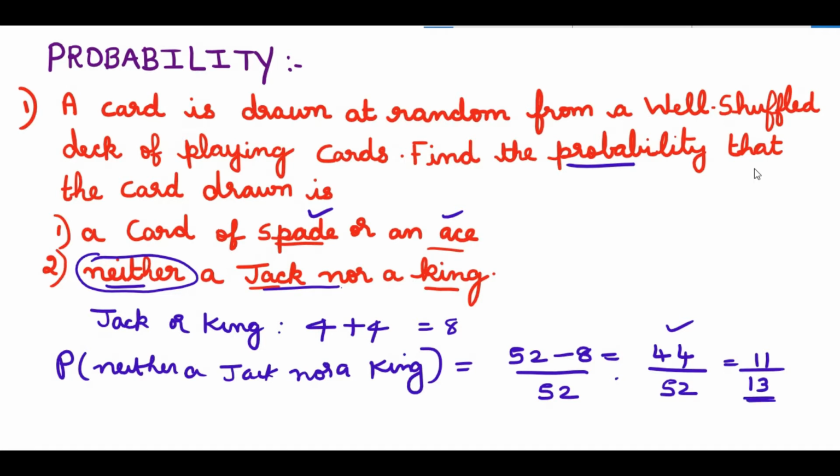So neither means it should not be. Either means you can add both jack and king. Here, neither a jack nor a king means whichever card we are drawing, it should not be a jack or a king.